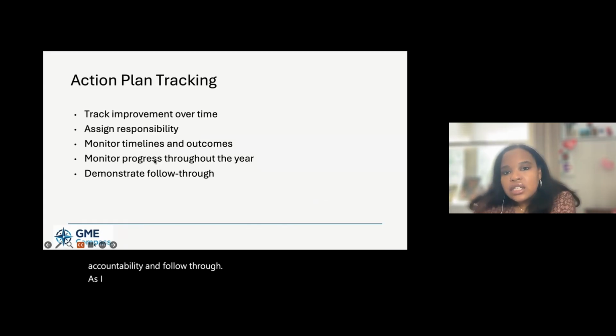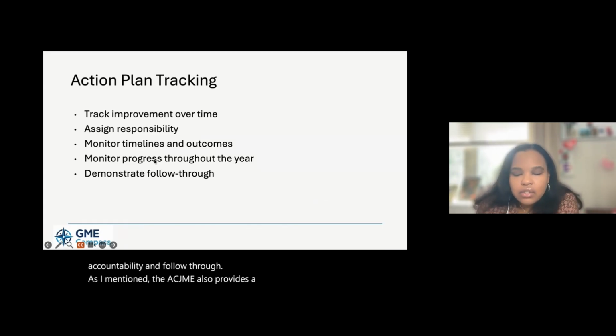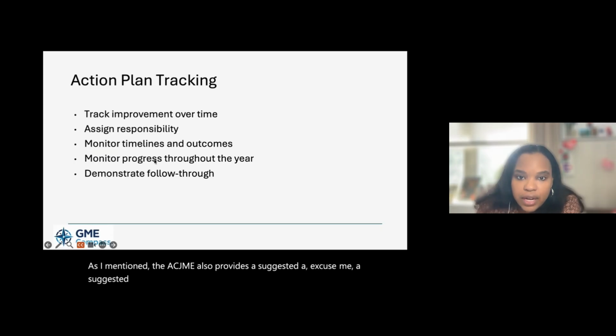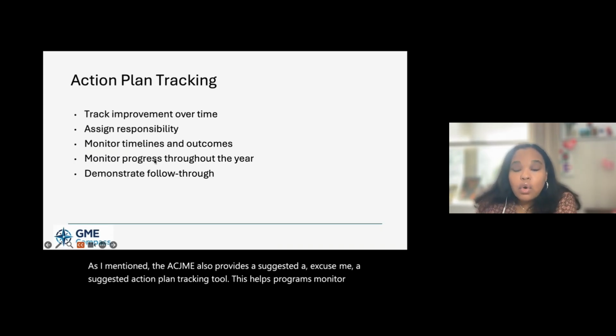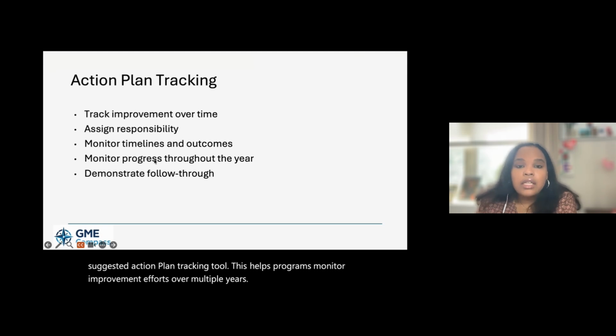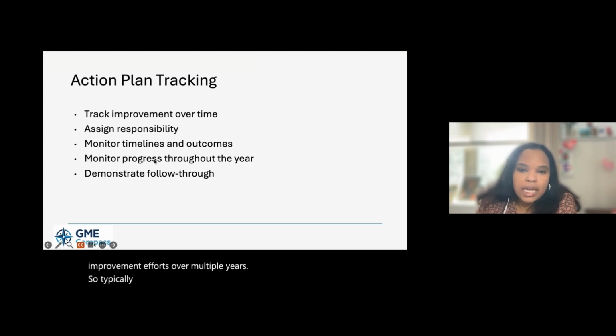As I mentioned, the ACGME also provides a suggested action plan tracking tool. This helps programs monitor improvement efforts over multiple years. So it includes the identified issues, planned interventions, responsible individuals, a timeline, expected outcomes, and the current status. And honestly, this is one of the most valuable tools that programs can use.